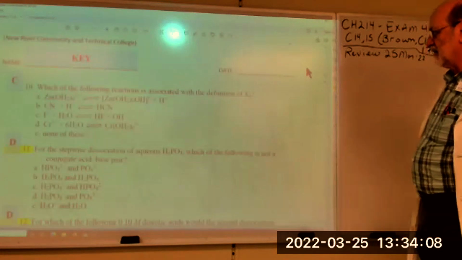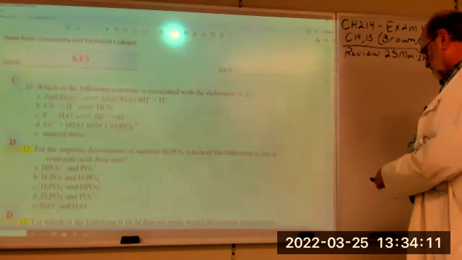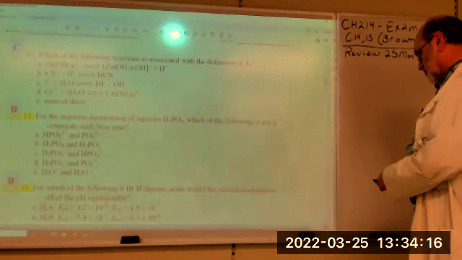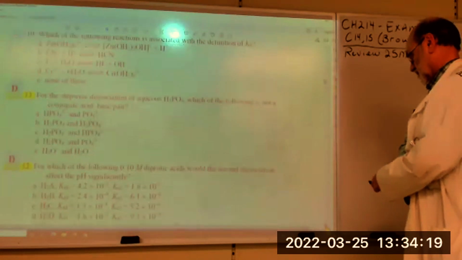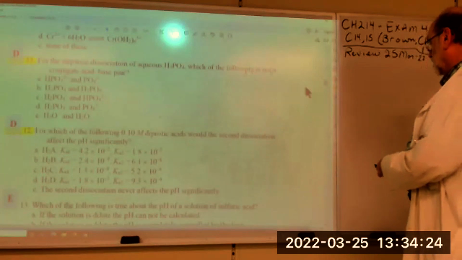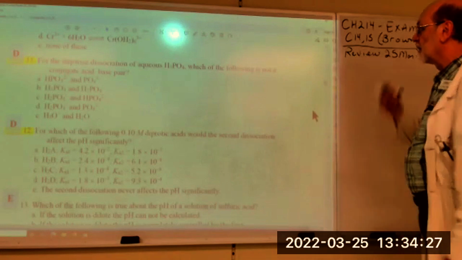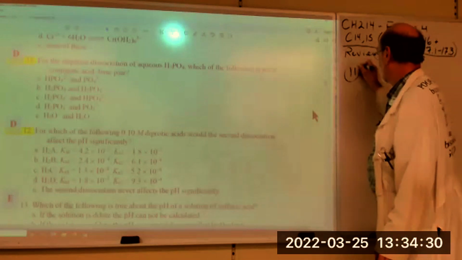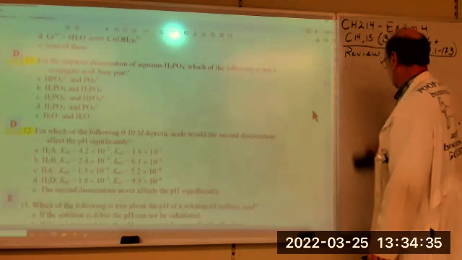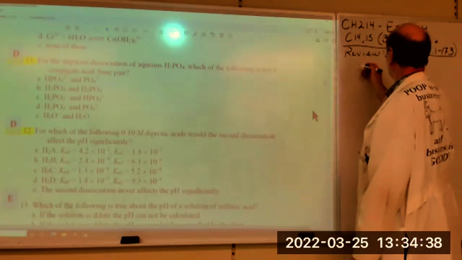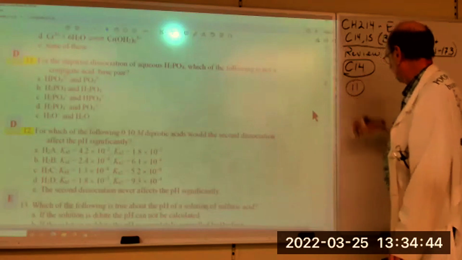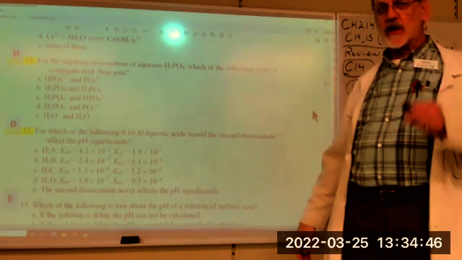Let's see. How do we pick up 11? Let's see if I can scroll it. Not as easy as it looks. Okay. There we go. Okay, for 11. Oh, by the way, this is chapter 14. I forgot to write that up here. This one is chapter 14, 11. We've been in chapter 14 for the benefit of our viewing audience.